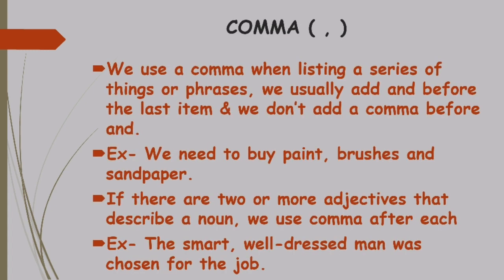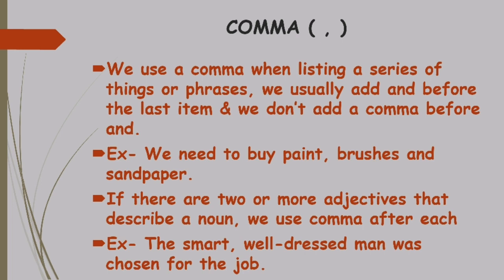Let's move forward. Now let's talk about comma, right? We use comma when listing a series of things or phrases. We usually add before the last item. We don't add a comma before and. Okay, so this you all know, like whenever we are talking about a number of things of the same series, we use comma, right? Like we need to buy paint, brushes and sandpaper. Okay, so these three items are there, so you have used comma, right?